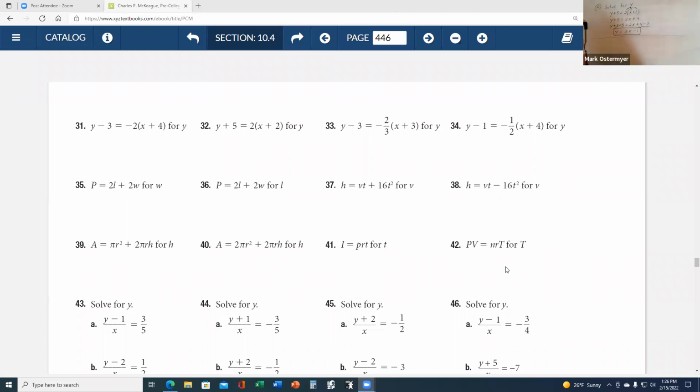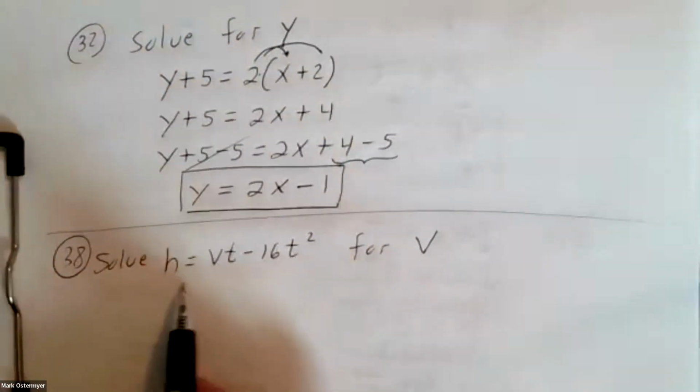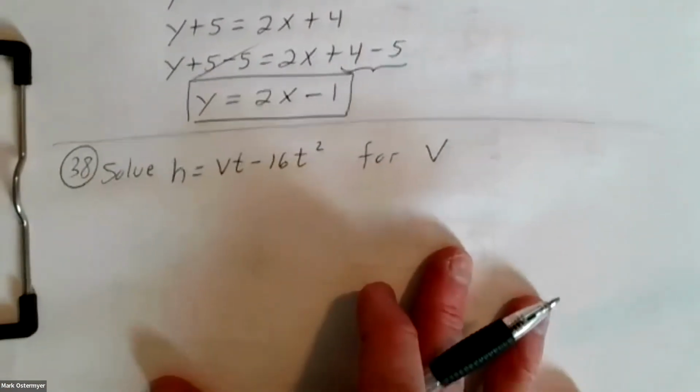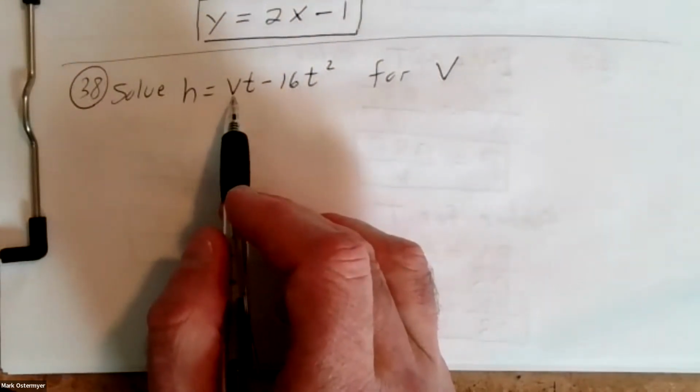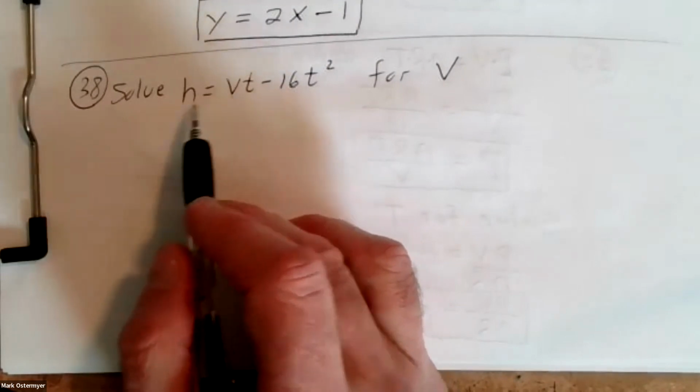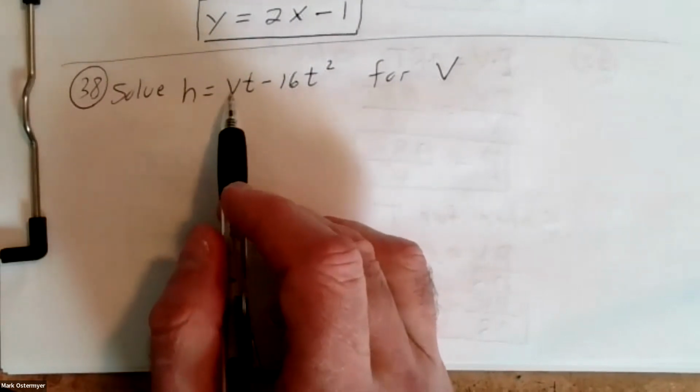All right, number 38. They give us a formula. H is equal to VT minus 16T squared. They want us to solve this formula for the variable V. So they want us to solve this formula for V, which means we got to get this V all by its lonesome on the right side of this equation. Presently, this formula is solved for H. We want to solve it for V. That means we got to get V all by itself.